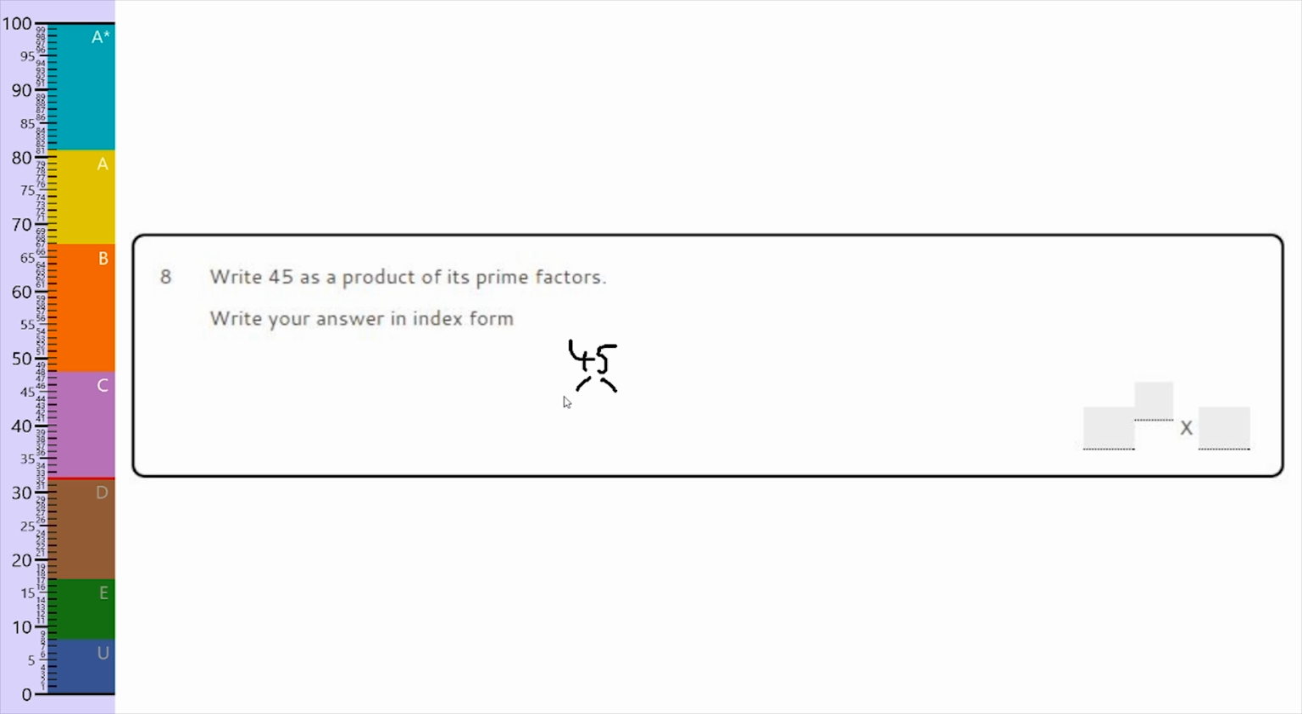I know that 45 is 9 times 5. Now 5 is a prime number, so I can't go any further with 5, but 9 is not, because it is 3 times 3. Now both 3 and 3 are prime numbers. Now I don't have any left to do, those are all of them, but the answer bit here looks a bit weird. Well, that's because it says it wants it in index form, which means instead of 3 times 3, I need to write 3 squared times 5. And that's my answer.